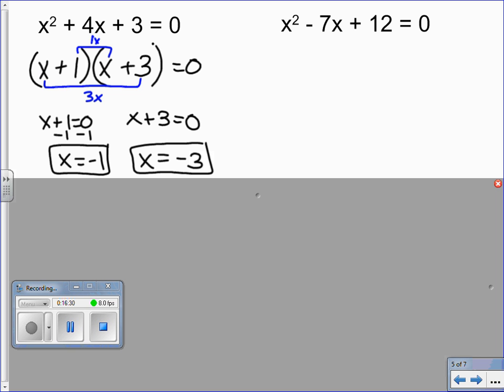If I plug one of those back into the original equation for x, it will equal 0, like negative 1. Negative 1 squared is positive 1, plus 4 times negative 1, that'd be 1 minus 4, or negative 3, plus 3 is 0. It works. I could do that with negative 3 as well.